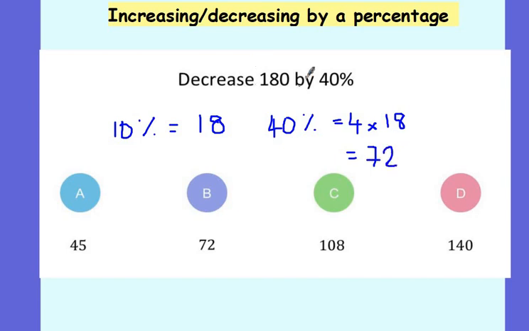But we're decreasing 180 by 40%. So we're taking 180, we're taking off our 72, which leaves us with 108. So I was looking for C.